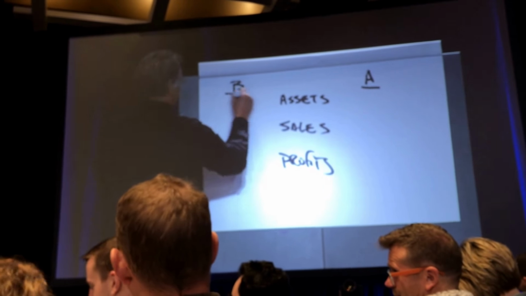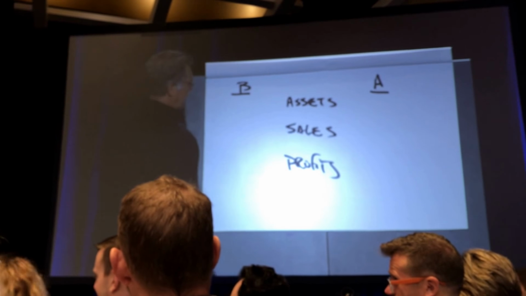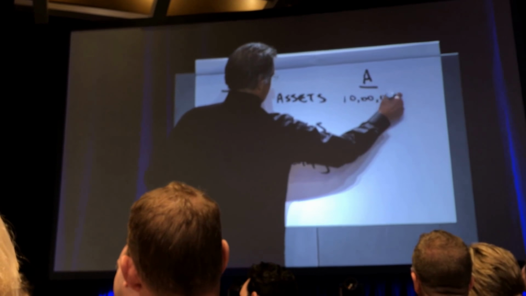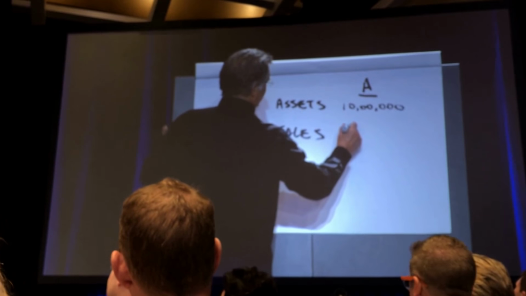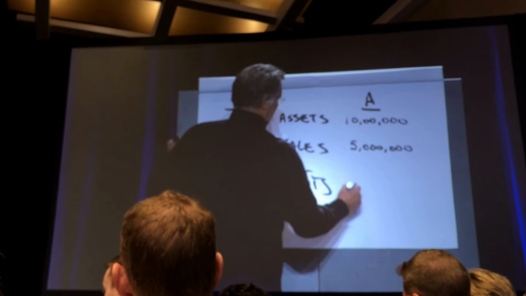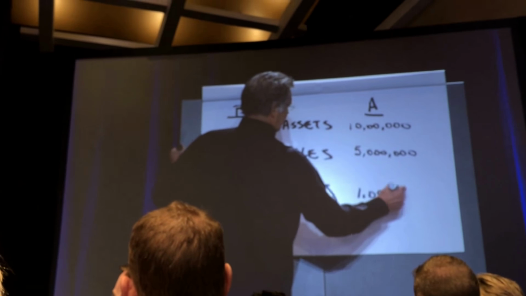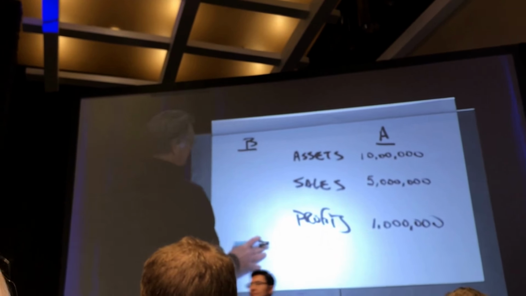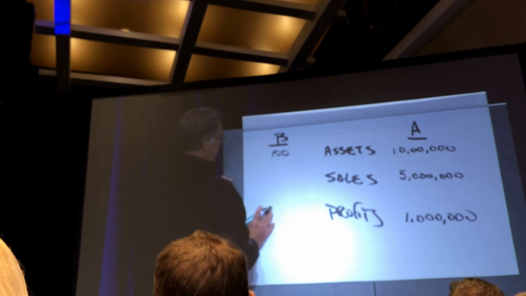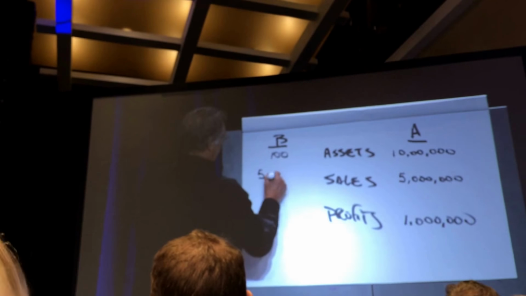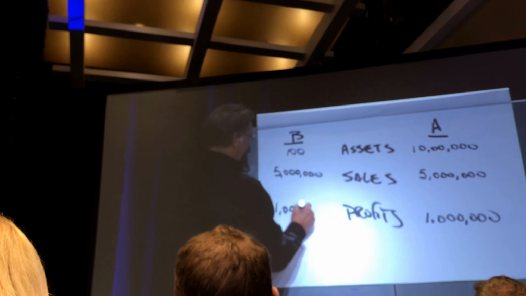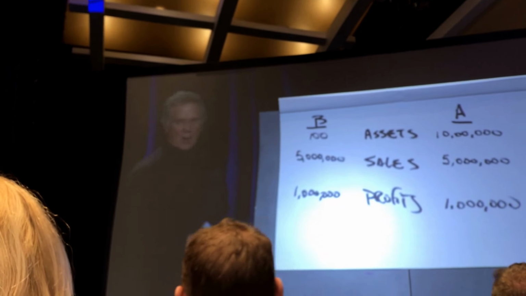I have business A and I have business B. Business A requires $10 million worth of assets in order to produce $5 million worth of sales, in order to produce $1 million worth of profits. Suppose I have business B. Business B requires $100 of assets to produce $5 million of sales, to produce $1 million worth of profits. Now watch my head.